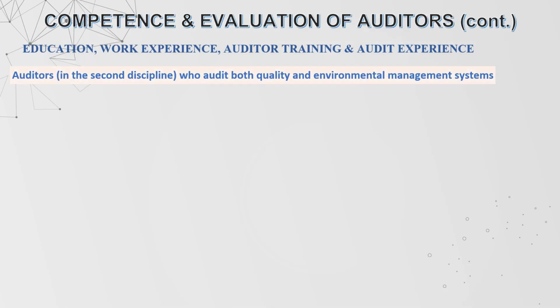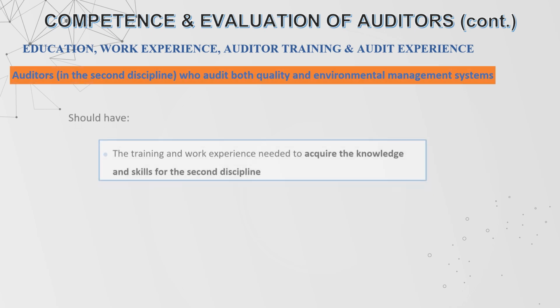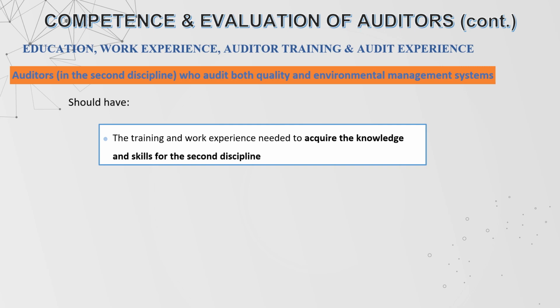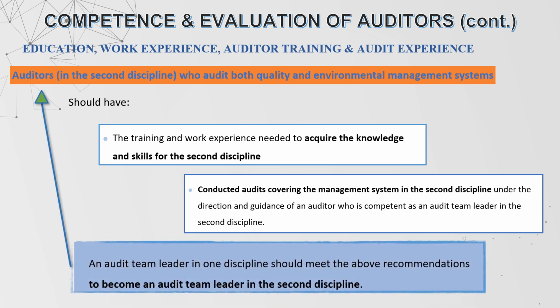Auditors in the second discipline, who audit both quality and environmental management systems, should have the training and work experience needed to acquire the knowledge and skills for the second discipline. And they should have conducted audits covering the management system in the second discipline under the direction and guidance of an auditor who is competent as an audit team leader in the second discipline. By the way, an audit team leader in one discipline should meet the above recommendations to become an audit team leader in the second discipline.